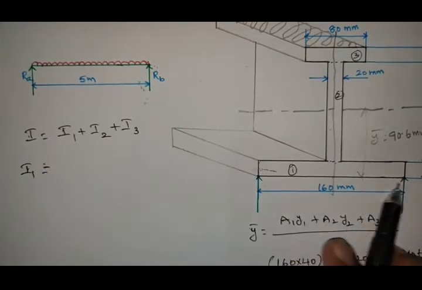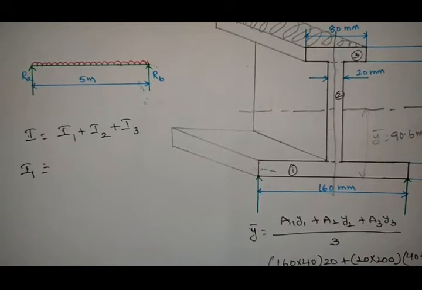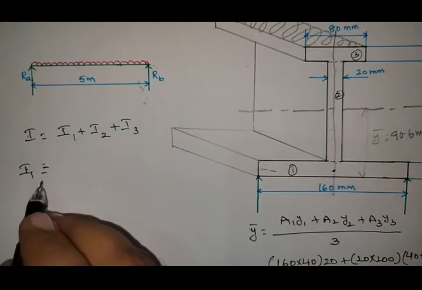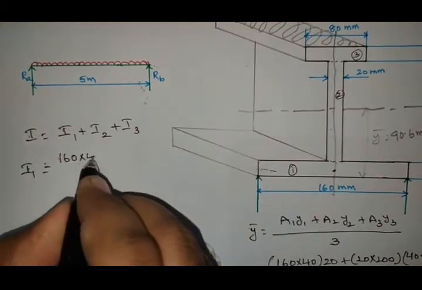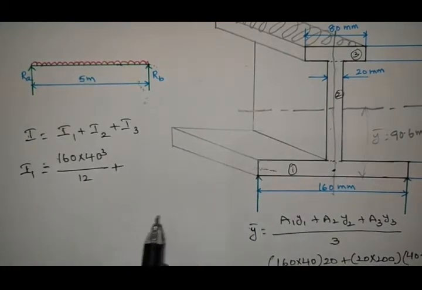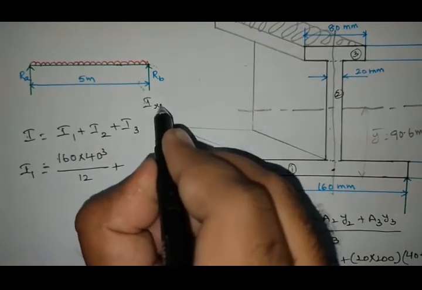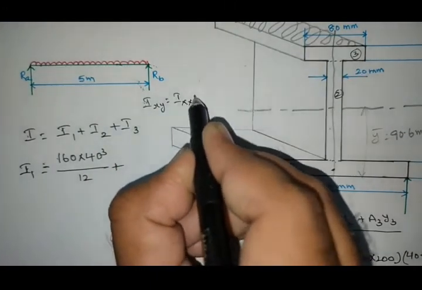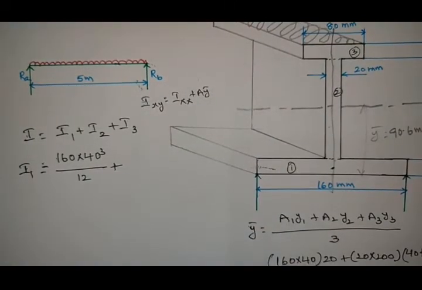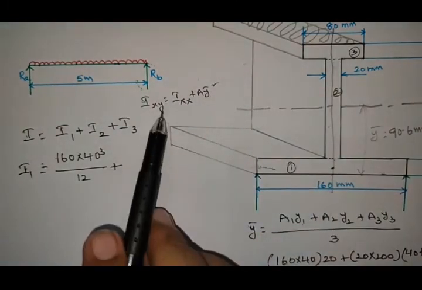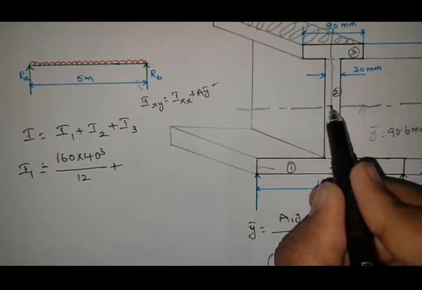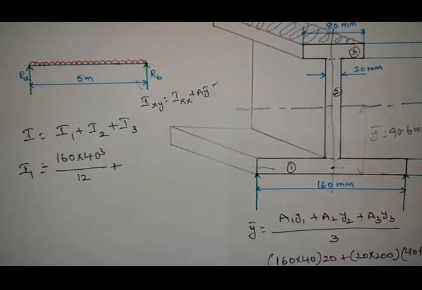Moment of inertia of this small rectangle is equals to the moment of inertia about its centroidal axis, that is BD cube by 12. So 160 into 40 cube by 12 plus the parallel axis theorem, I_XY is equals to I_XX plus A y bar square. So you observe this parallel axis theorem. So this one is 20 and this one is total 90.6. So what is the y bar?